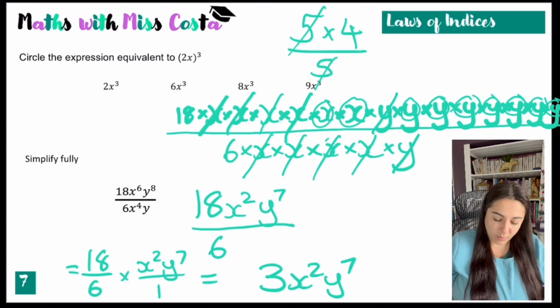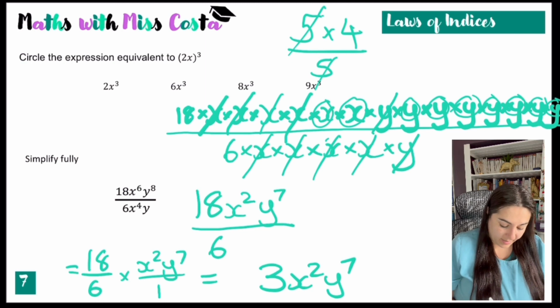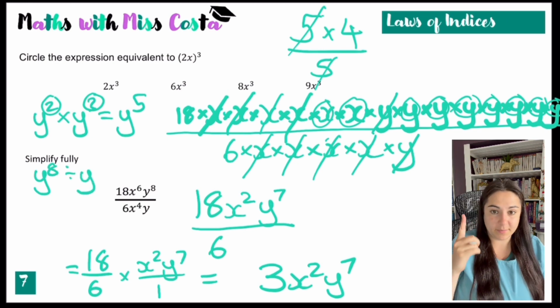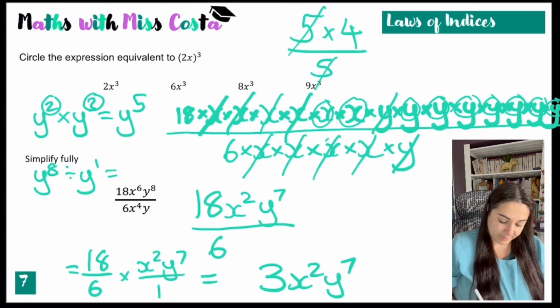If you want to know the quick way, the cheat way, when we're multiplying indices, so let's say you had y squared times y cubed, you add the powers together, so that would be y to the power 5. And when dividing, so like how we had y to the power of 8 divided by y, now remember, a number by itself is going to be to the power of 1. So we subtract the indices. 8 take 1 is 7.